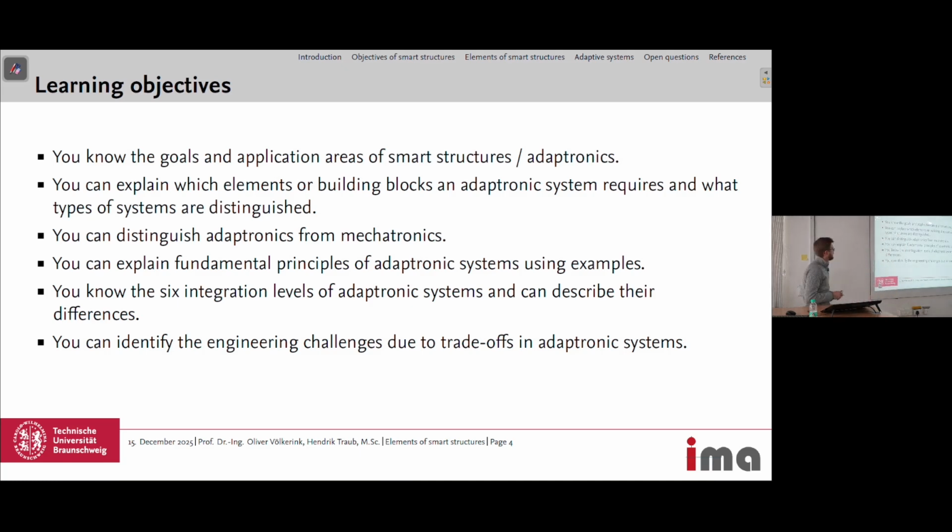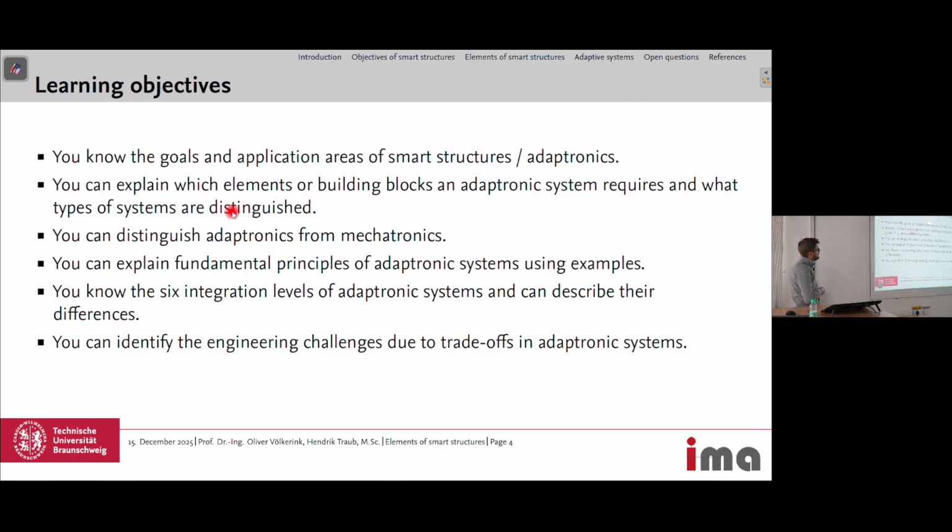So what are the learning objectives of this lecture? The learning objectives are that you know the goals and application areas of smart structures or adaptronics. Our institute is called Institute of Mechanics and Adaptronics, which is a German word for smart structures. I will get to it in a few minutes.